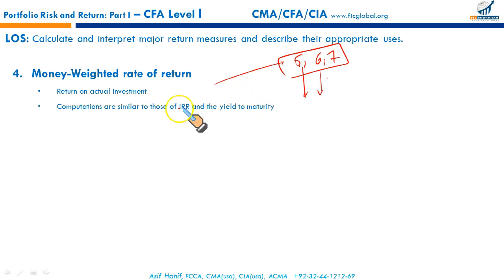And as I said, computations are similar to those of IRR and the yield to maturity. You can just see these questions and then you will learn what is money weighted rate of return and how do we calculate. Then we have annualized return.